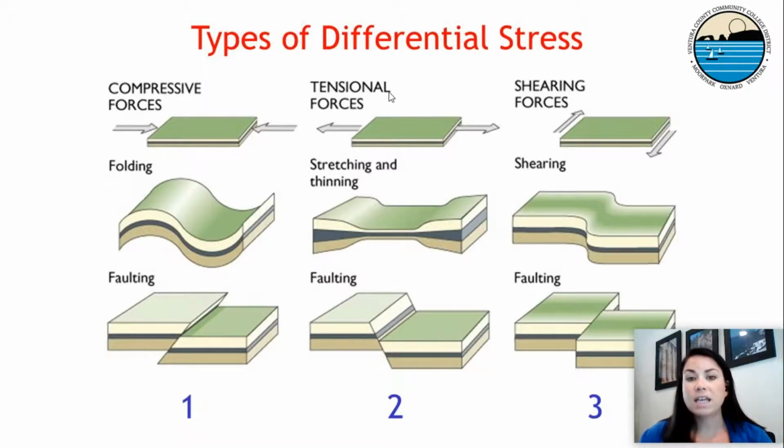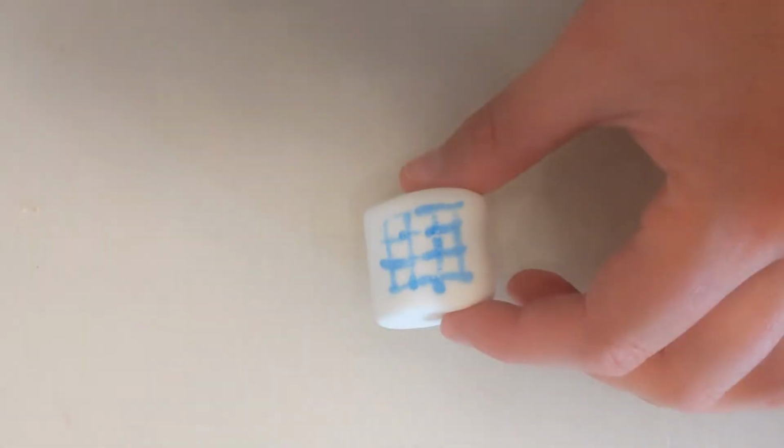Okay, in a tensional force setting, this is where we have stretching and thinning. So if it's slow moving, we get this stretch, or these are being pulled apart, and that would look like a normal fault. When we have shear forces, that's when the blocks are being moved across from each other. In a slow setting, we get shearing, but in a fast setting, we get a transform or a strike slip fault.